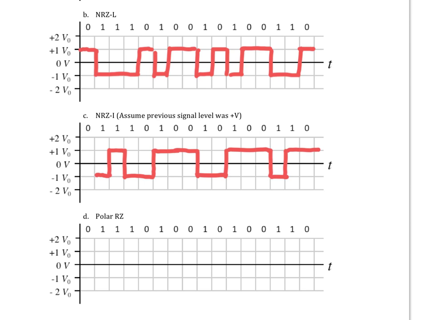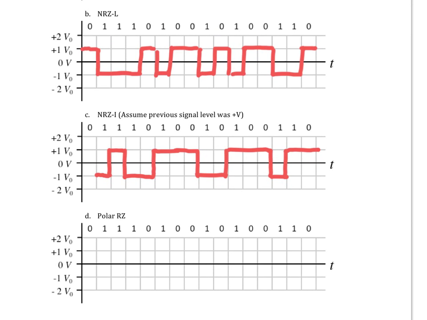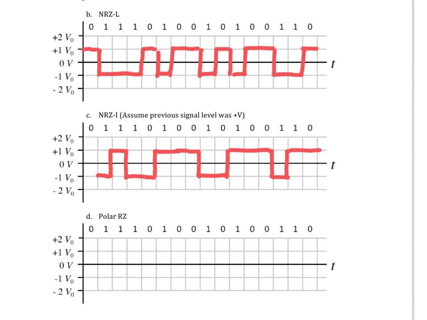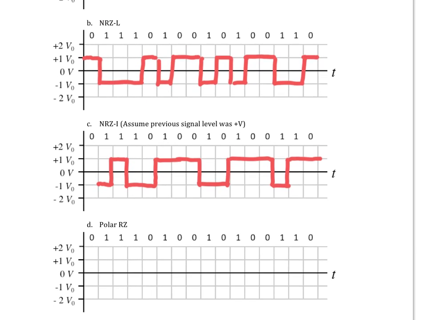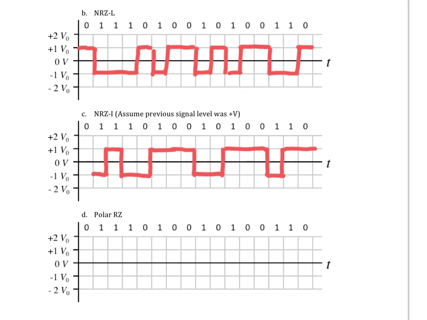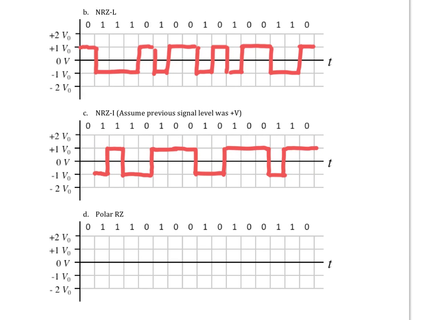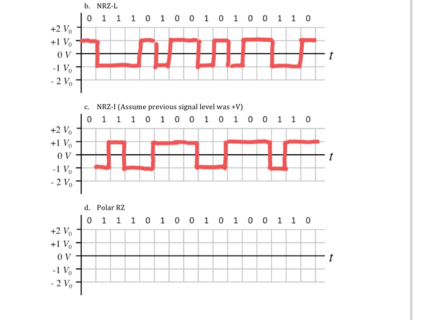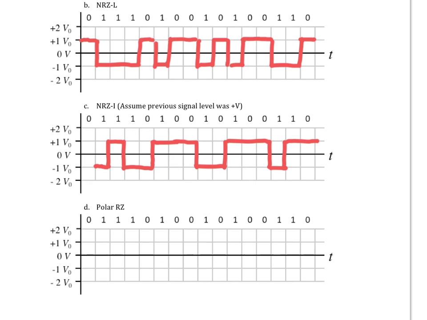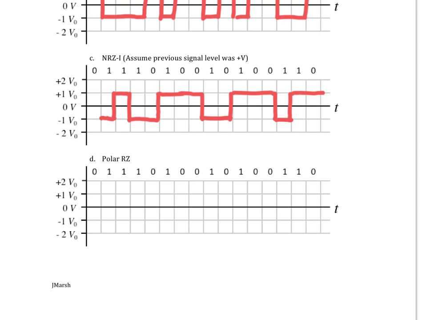And so we can double check. Let me make these stick to the paper. There we go. Okay, so now we can see that we have 3 ones in a row, a single one, a single one, a single one, and then 2 ones in a row. So 3 ones in a row make a sort of a squiggle, and 2 ones in a row make a single blip like that. Okay, so finally, polar RZ.